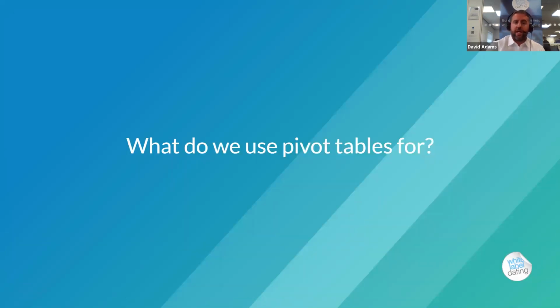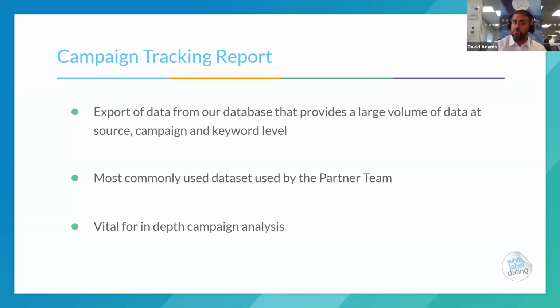What do we use pivot tables for? The majority of the time we use a pivot table in the partner team and across White Label Dating is when we're looking at campaign tracking. This is the largest amount of data realistically that we ever look at. All of our partners drive relatively high volumes of traffic, which comes with it a large proportion of data.